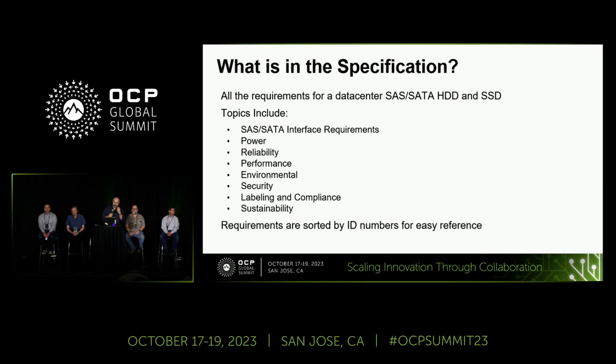So I'm going to touch a little bit on some of the things in the spec. Basically, at a really high level, it's just everything you need to know to be able to build a data center SAS SATA hard drive or SSD. A couple of things that we include in the spec are SAS SATA interface requirements, power, reliability, performance specs, environmental requirements. Security, of course, is very critical. Labeling and compliance, and then, of course, sustainability is very important as well.